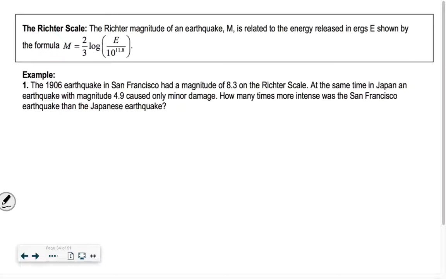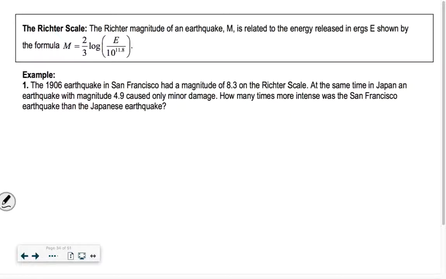All right, and then Richter scale. So we have this formula. This would be another one I would give you. I think we did this exact problem in Algebra 2, now that I think about it. It says the 1906 earthquake in San Francisco had a magnitude of 8.3 on the Richter scale. I think that's the one that led to the San Francisco fire. At the same time, in Japan, an earthquake with magnitude of 4.9 caused only minor damage. How many times more intense was the San Francisco earthquake than the Japanese earthquake?